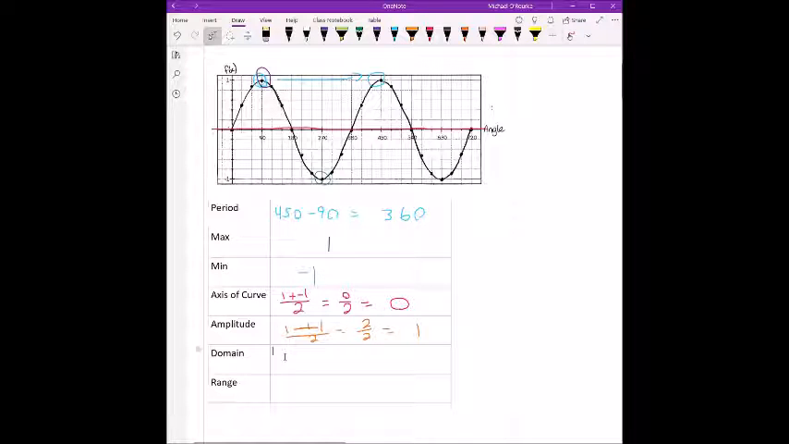Now, domain and range, the thing that you guys all hate. So domain, if you remember, looks at the x-axis. Okay? And the range looks at the y-axis. So, let's start with the domain in this sense.